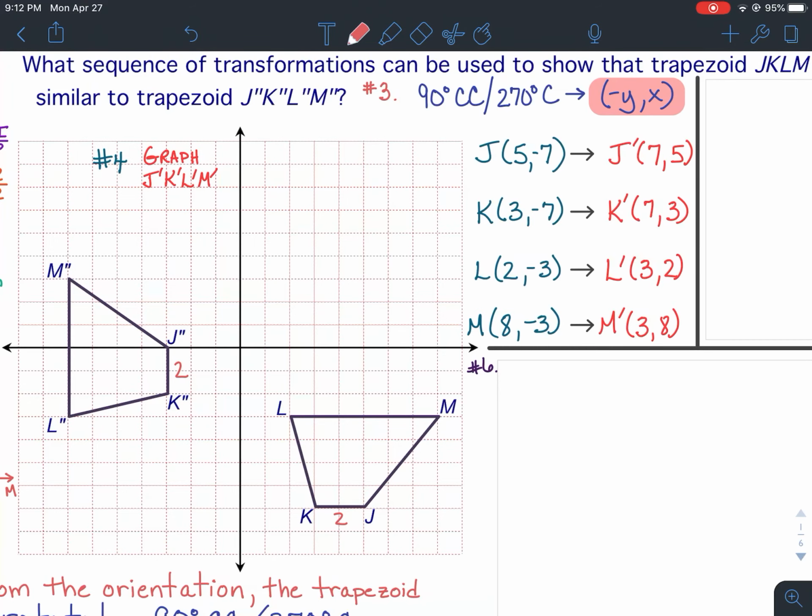Okay, step 4 is we need to graph this. J prime is at 7, 5. It means I go to the right 7 and up 5, and that is J prime. K prime is 7, 3, so to the right 7, up 3. L prime is at 3, 2: to the right 3, up 2. And M prime is at 3, 8: to the right 3 and up 8.